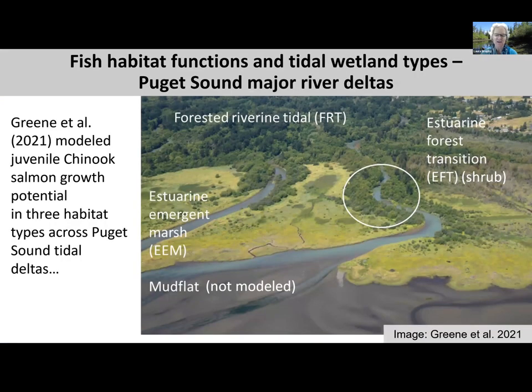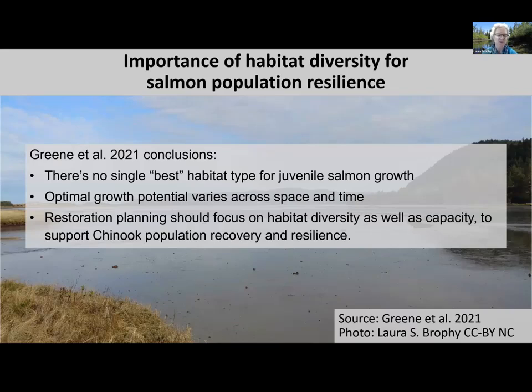So Corey Green and his colleagues modeled juvenile Chinook salmon growth potential across marsh, shrub and forested tidal wetlands in the major deltas of Puget Sound in Washington state. And similar to what Melanie Davis and her colleagues concluded, Green et al. concluded that there is no single best habitat type for juvenile salmon growth. Optimal growth potential varies across space and time, and therefore restoration planning should focus on habitat diversity as well as capacity to support these fish populations' recovery and resilience.